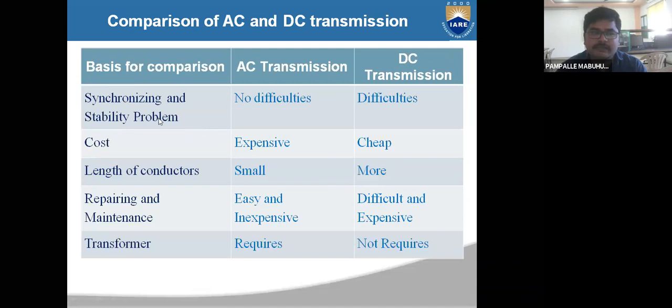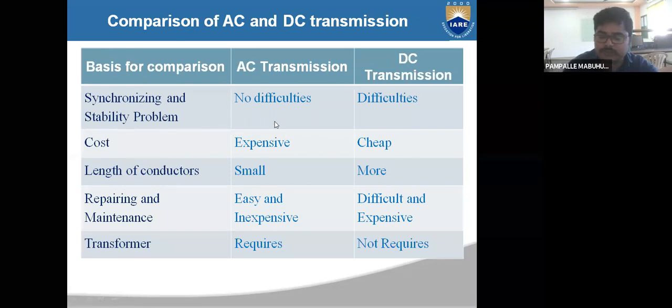Right, synchronizing and stability problems will generally not be observed in an AC transmission system, though some will be there in DC transmission systems. And if you observe the cost of AC transmission for long distance, this will be expensive.